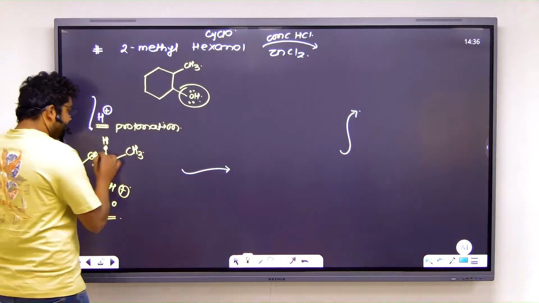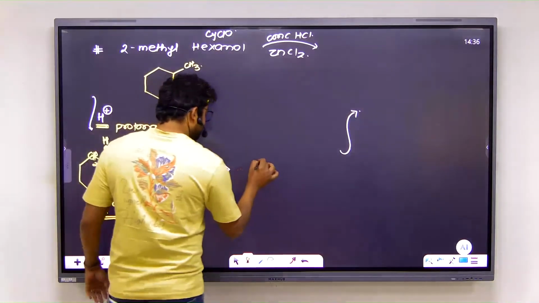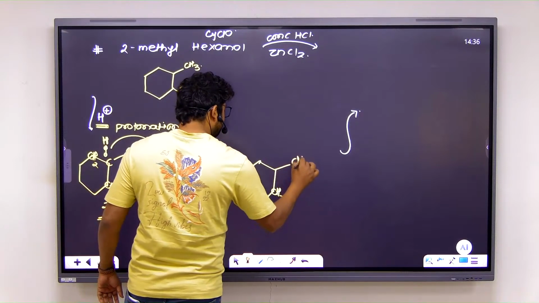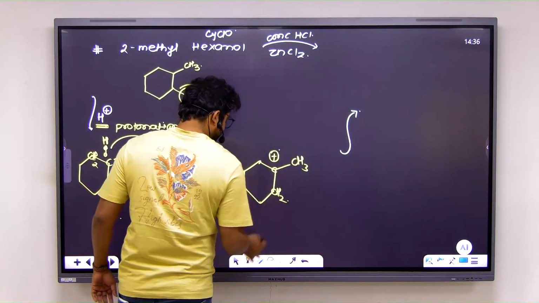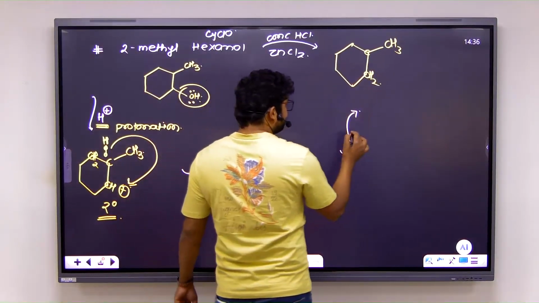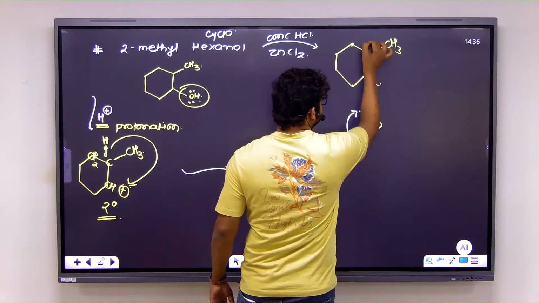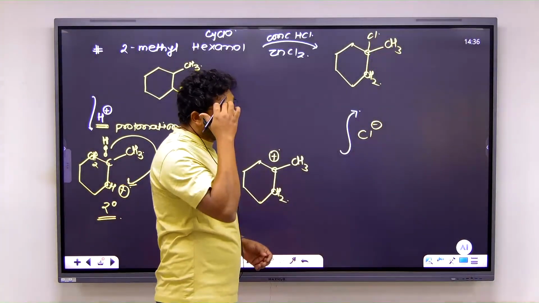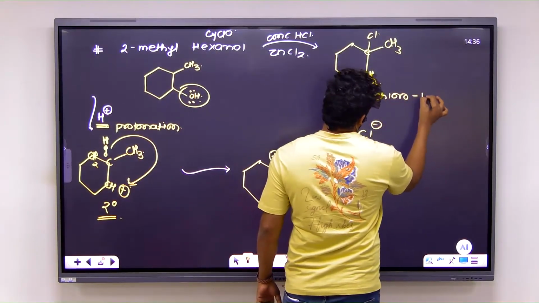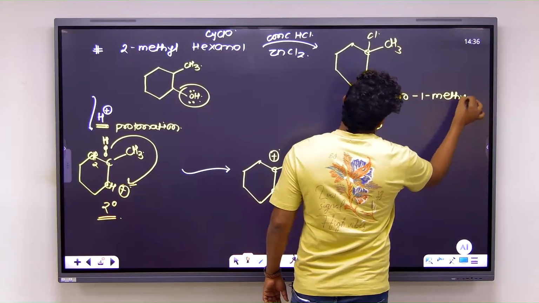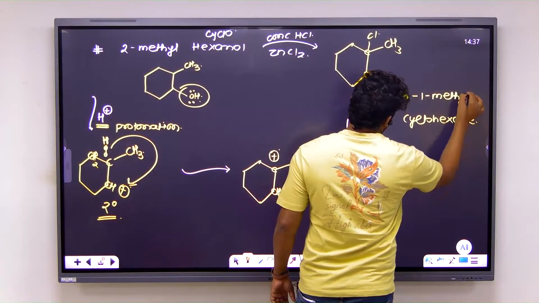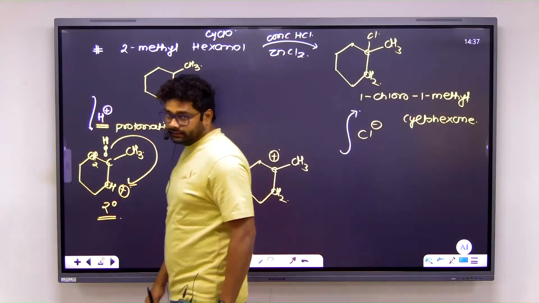Tertiary. So that's why you can shift the H here, and now you get a tertiary carbocation. Now it is very easy to have the attack of Cl minus. So there is an attachment of Cl. What is your product? 1-chloro-1-methyl cyclohexane. In the examination, the question will be totally theoretical.